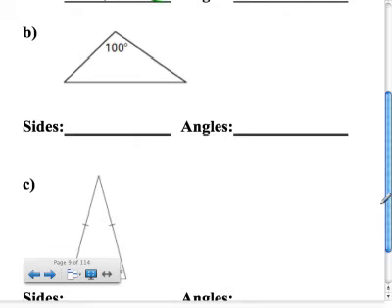If I classify it by its sides in part B, again, I'm going to say that one's scalene because I don't know anything about the side lengths. And clearly, because 100 is bigger than 90, this thing is an obtuse triangle.